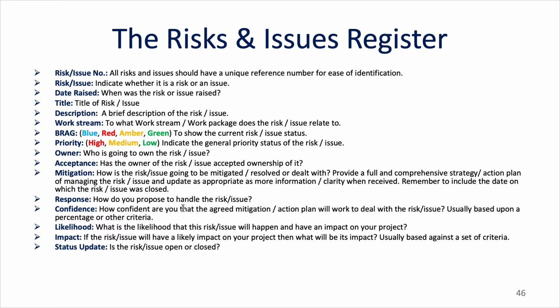Put a BRAG status on your risk and issue register. In other words, is it blue, which means complete? Is it red, high alert, something that needs attention right away? Is it amber? Amber is kind of in the middle. It could go either red or green. And green, of course, is low risk, not as important as something that's in the higher category. This will show the current risk or issue status.